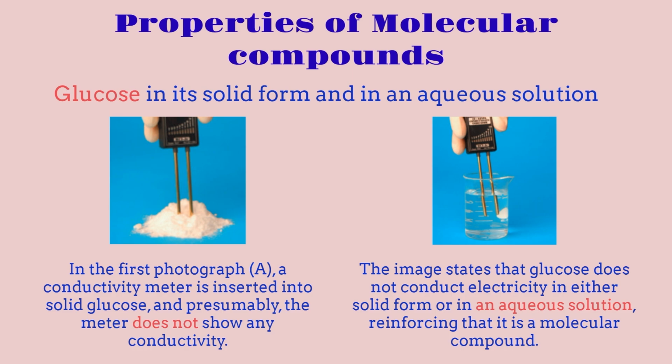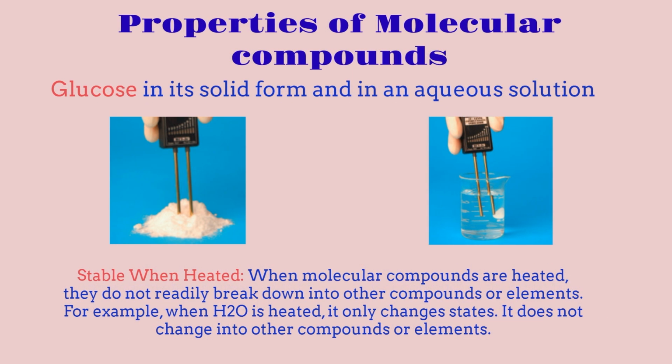So in this case, in the solid form it does not conduct electricity, and when it's mixed inside of water, it still doesn't conduct electricity. So one property of molecular compounds is that they do not conduct electricity. And furthermore, they are stable when heated. When molecular compounds are heated, they do not readily break down into other compounds or elements, such as what happened with the ionic compounds. For example, when H2O or water is heated, it only changes state. It does not change into other compounds or elements.